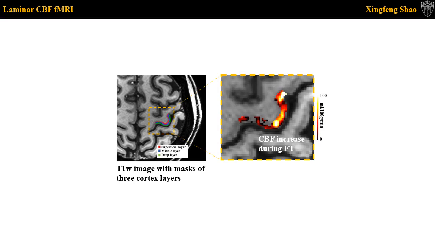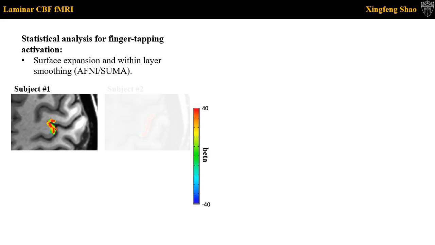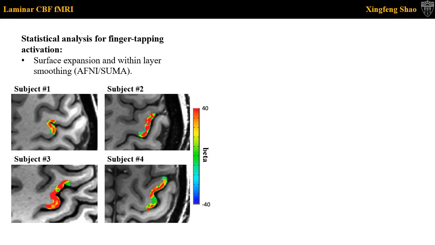So here we're zooming into a small area around the motor cortex, and you can see a very strong CBF activation evoked by the finger tapping along the motor cortex. For the next step, we did a surface expansion and within-layer smoothing for better visualization. And we also did a GLM to find voxels with significant CBF activation. As we can see here, CBF activation can be reliably detected from all the 4 subjects we have scanned.